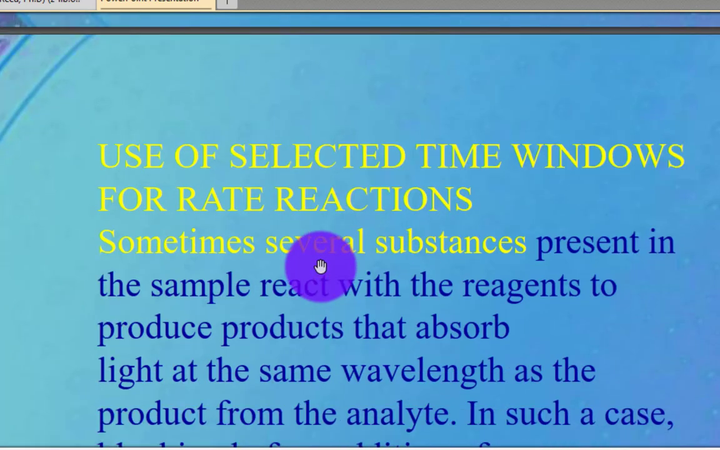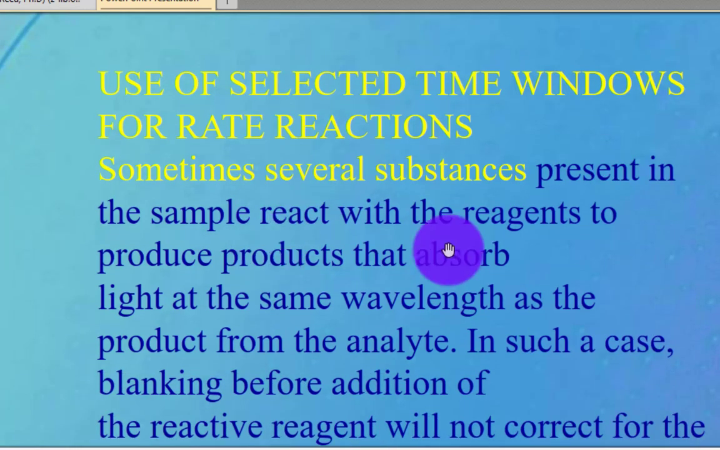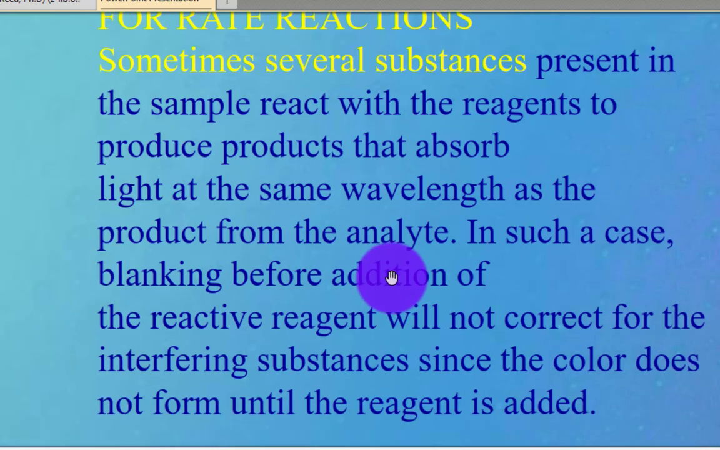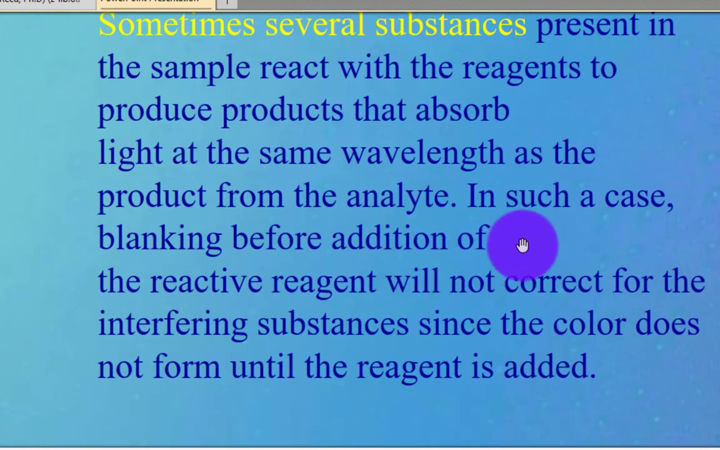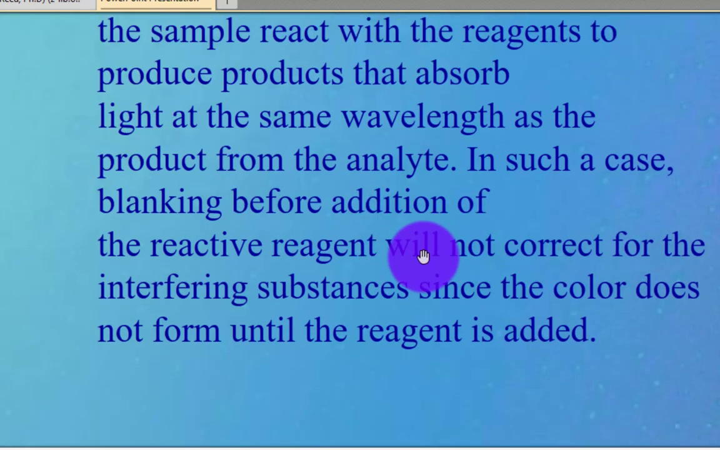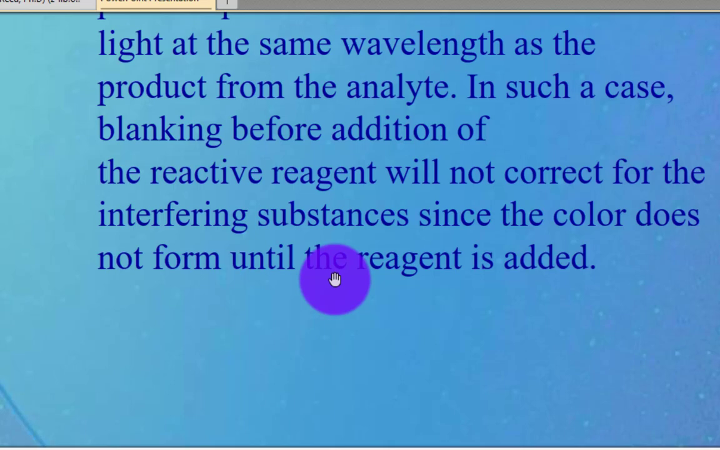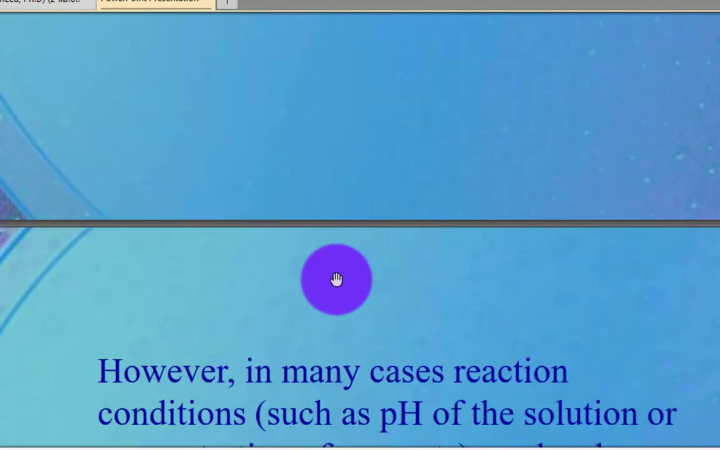Use of selected time windows for rate reaction. Sometimes several substances present in the sample react with the reagent to produce products that absorb light at the same wavelength as the product from the analyte. In such a case, blanking prior to addition of the reactive reagent will not correct for the interfering substance, since the color does not form until the reagent is added.